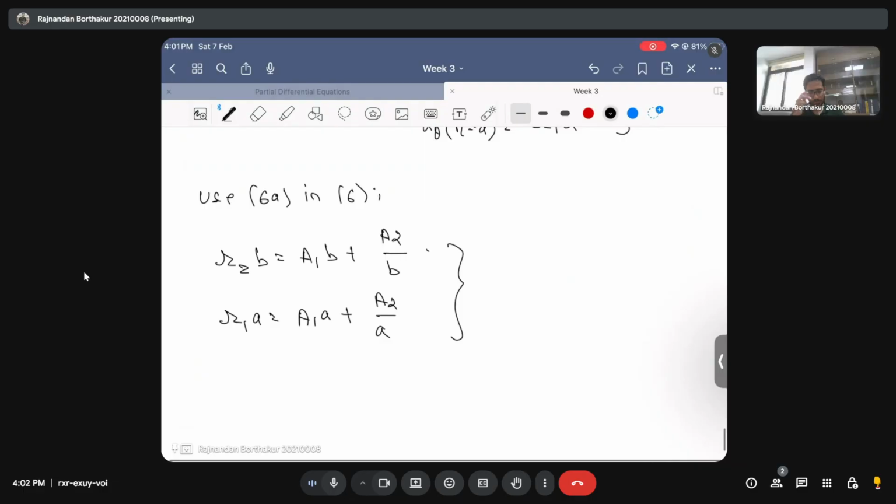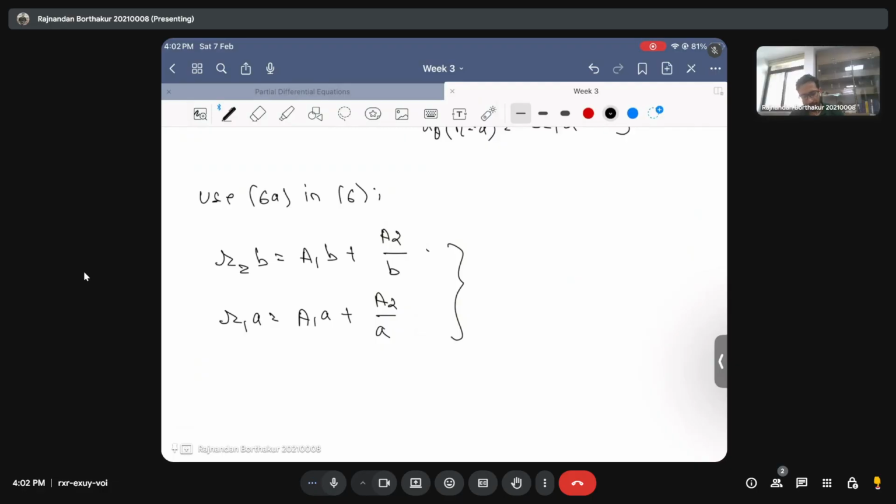That's easily solvable. You can multiply this equation by a and this equation by b, and then subtract. You'll get a2, and then if you substitute a2 in one of the equations, you will get a1. I hope you can do it at your end, and I don't feel the need to show you how to solve linear equations at this point of time. It's just two equations, two unknowns. I gave you the idea of how to do it.